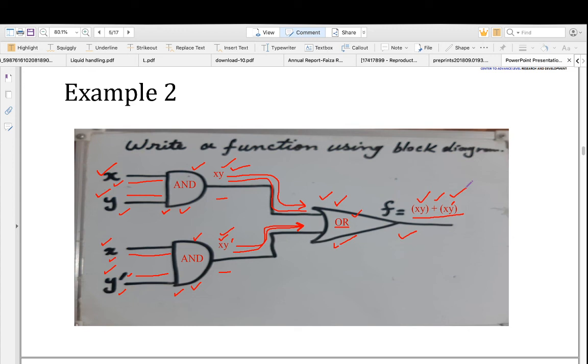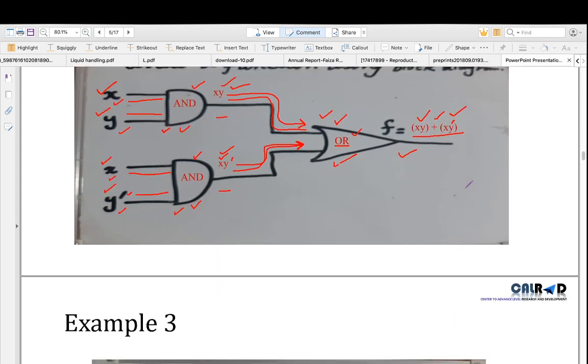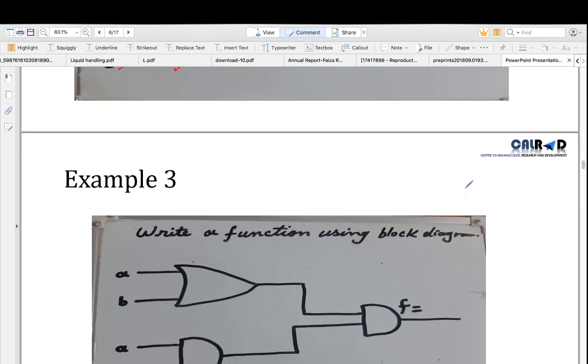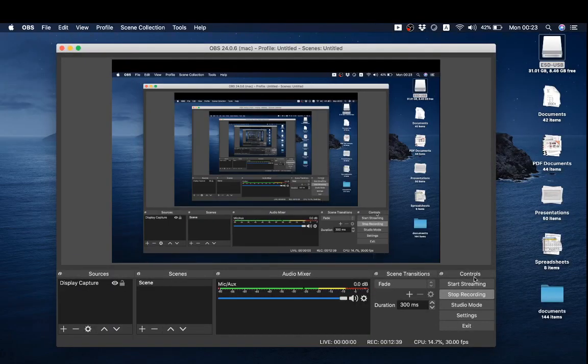I hope you all understand this thing. Now move towards our example 3. This example 3 we will do in the second part of the video.